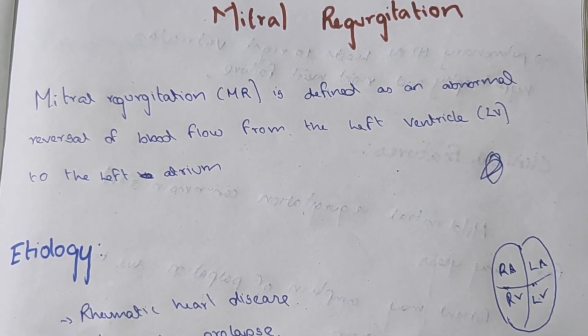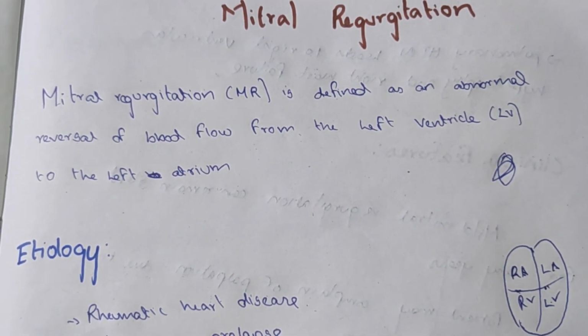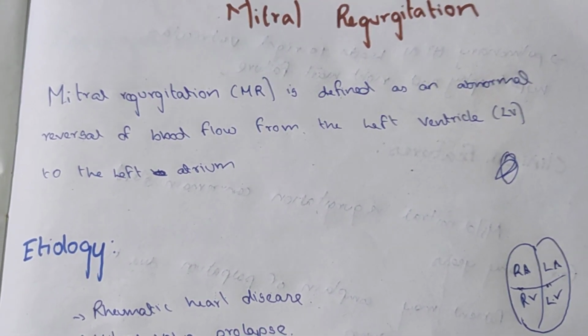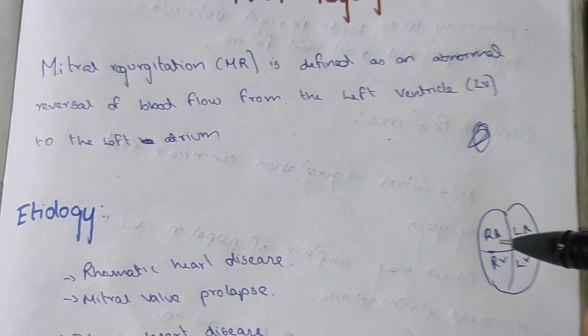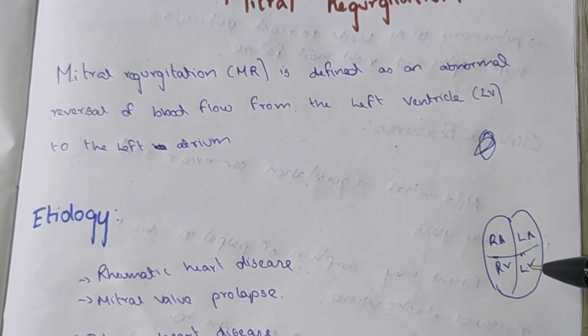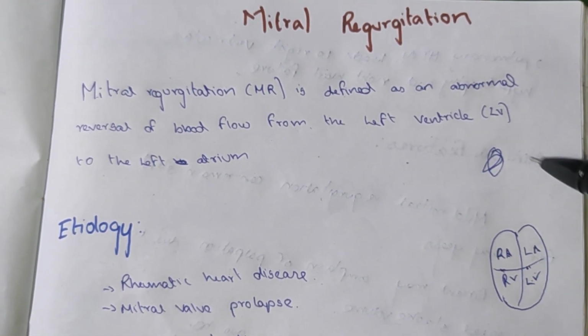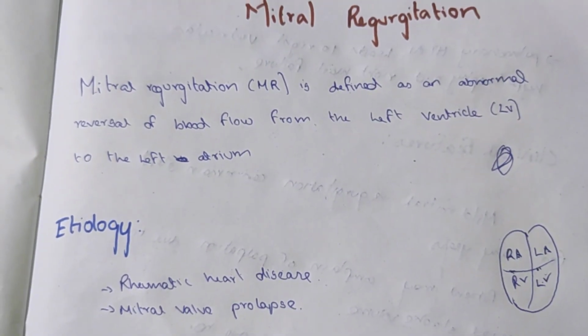In this video, we are going to see about mitral regurgitation. Mitral regurgitation is defined as an abnormal reversal of blood flow from the left ventricle to the left atrium. This is the heart. We have four chambers in the heart, which are the right atrium, right ventricle, left atrium, and left ventricle. From the left ventricle to the left atrium, the blood flows from here to here. This is known as mitral regurgitation.